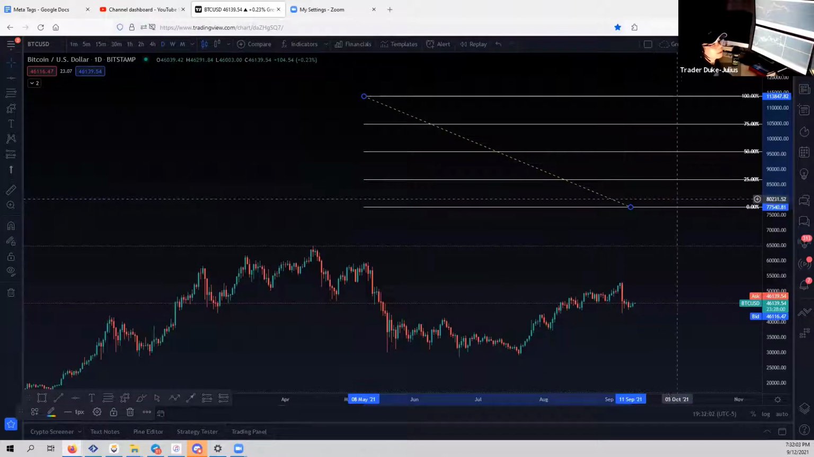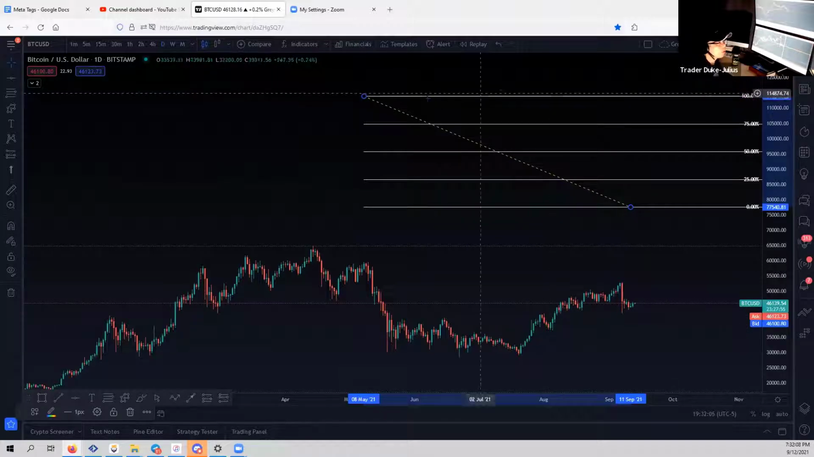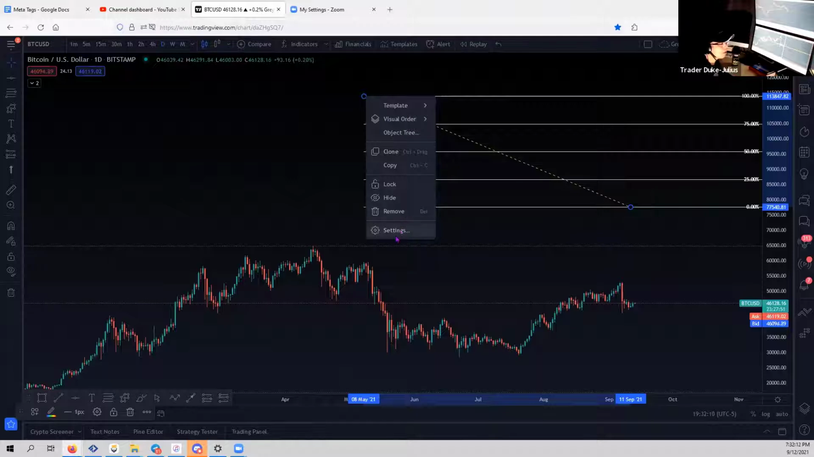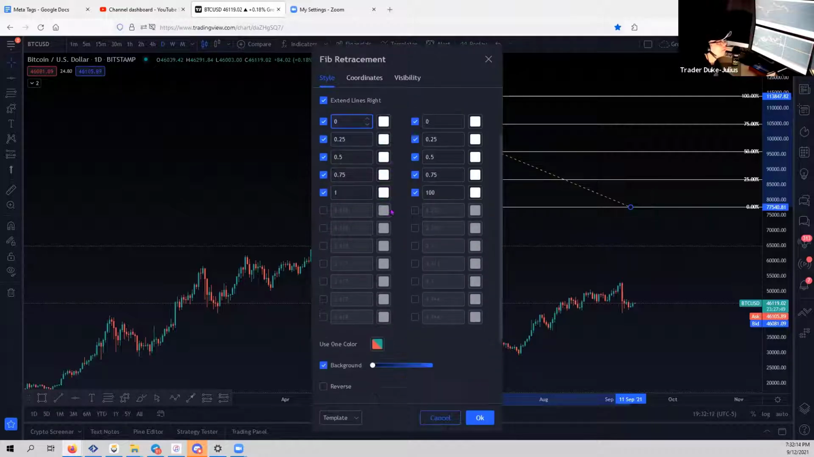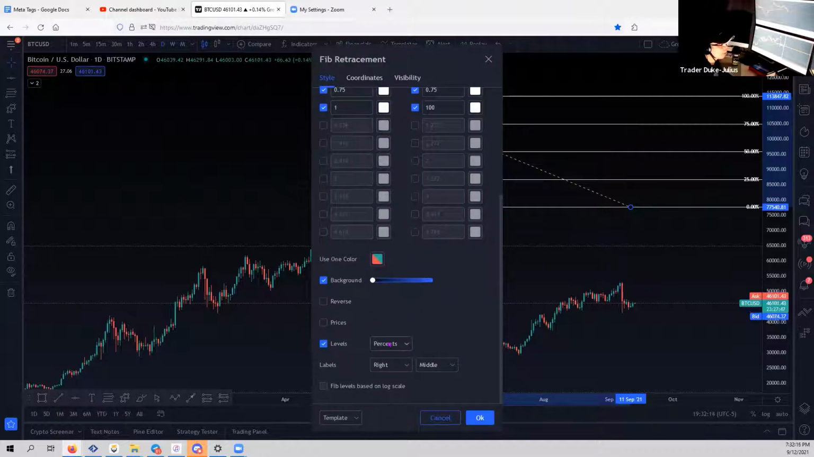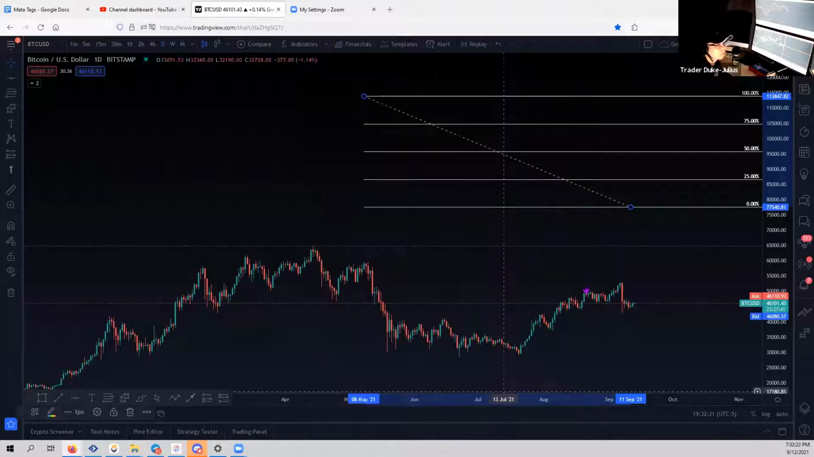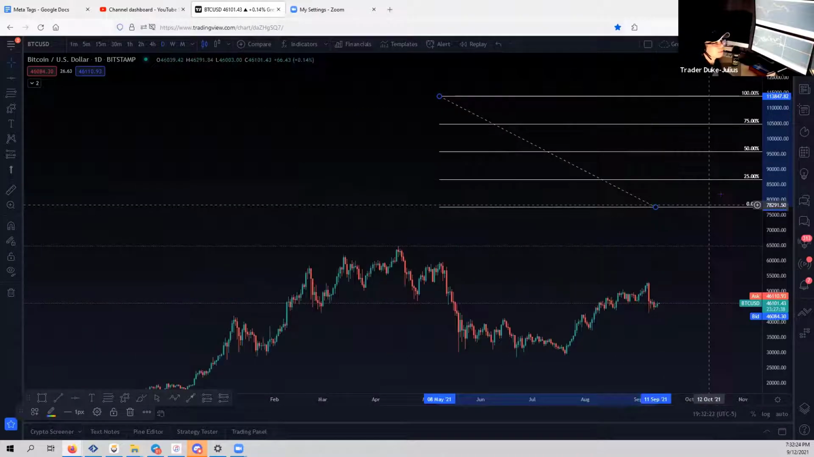Okay, so here are the settings we have, 0.25, 50, 75, and 100. I don't really know why it's floating just above the lines, but it's okay. Let me try to adjust that. Levels, percent. Oh, middle, top, there it is. Okay, boom. All right, so that's our fib settings.